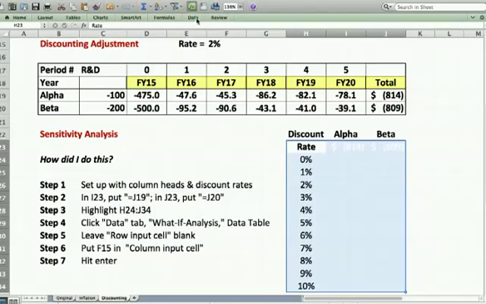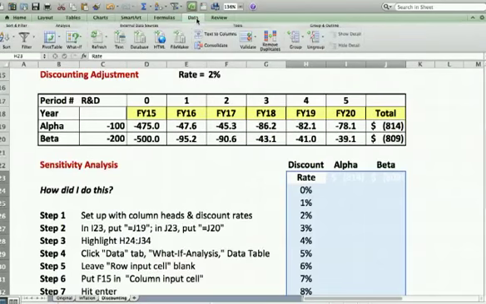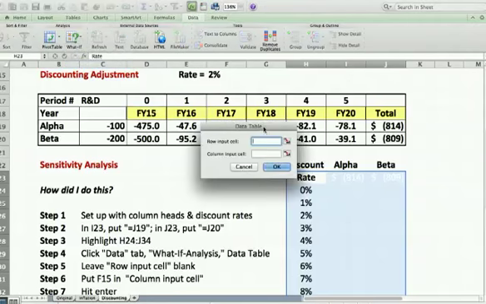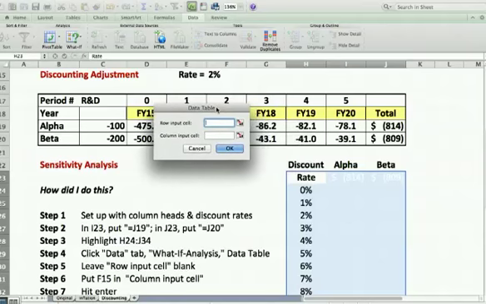Now I'm using a Mac, but I think it's similar on a PC. I've done this in both Mac and PC. Look under the Data tab, under What-If Analysis, Data Table. There's even more powerful functionality here: you can actually vary multiple things at once.